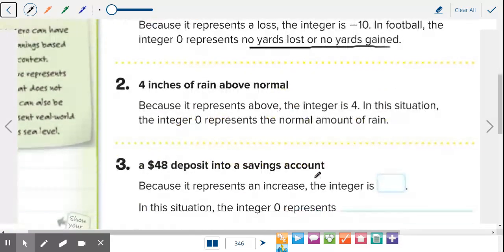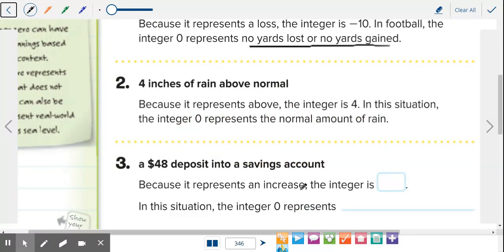So let's go down to number 2. 4 inches of rain above normal. What integer would we use to represent that? Katie? Just 4. Now, what would 0 represent? Hunter? No. So it's just a normal amount of rain. We didn't get any extra rain, and we didn't get any less rain. 0 means there's no extra rain.